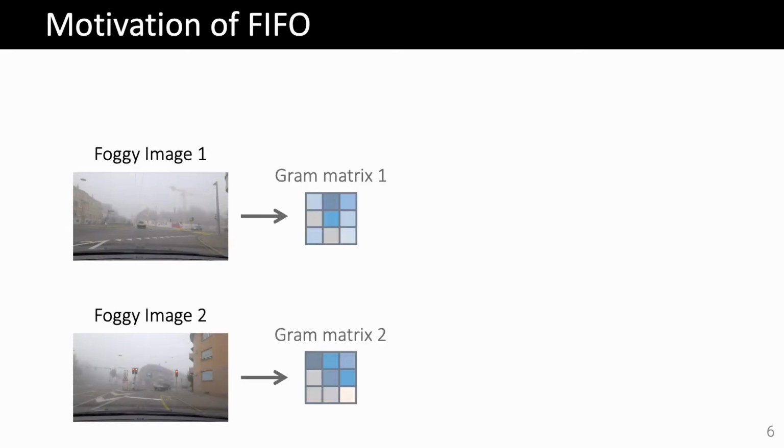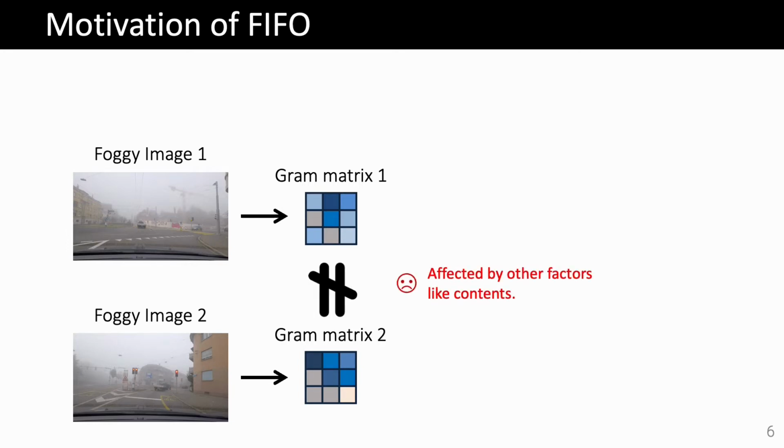To design FIFO, we consider fog conditions as neural styles, but existing style representations like Gram matrices are not desirable for our task since they are affected by other factors like content. In the slide, two images have the same fog condition, but their Gram matrices are not exactly the same.